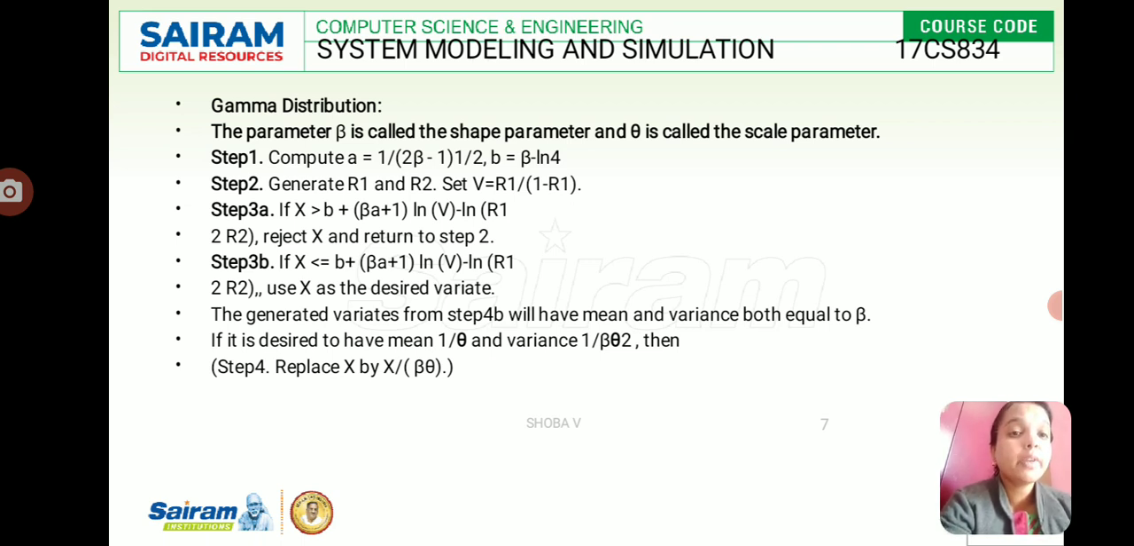The generated variates from step 4 have mean and variance both equal to beta. If it is desired to have mean 1/theta and variance 1/(beta theta^2), then step 4 should be replaced by beta theta. The main thing we need to understand here is that it depends on the parameters. Beta is the shape parameter, and theta is the scale parameter. Based on these parameters and conditions, we can use the gamma distribution.